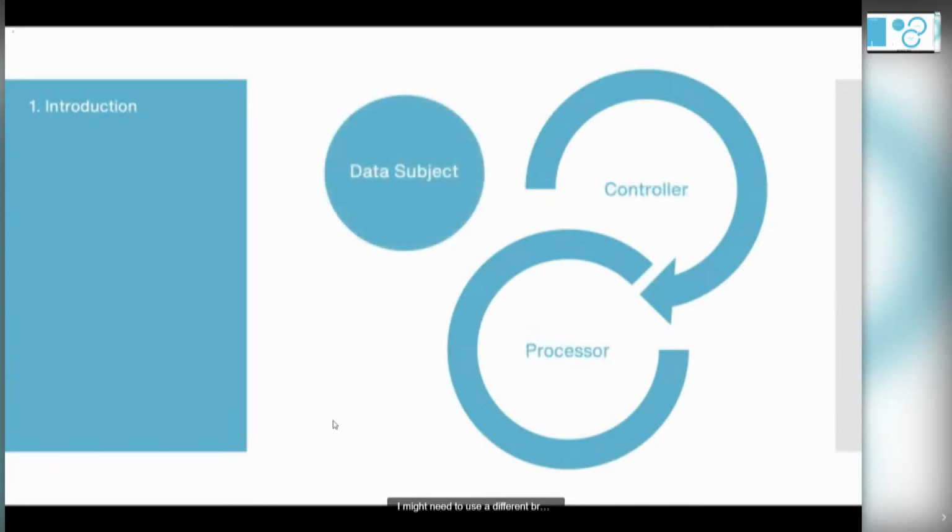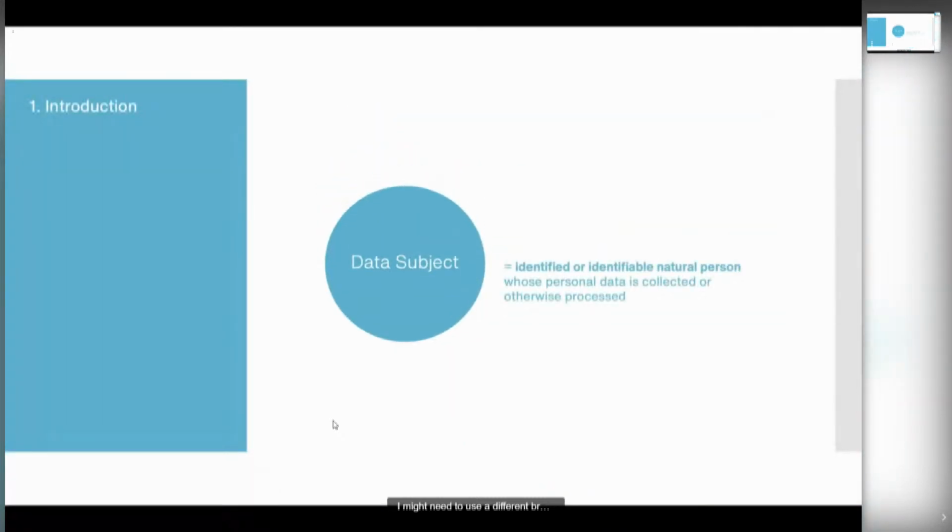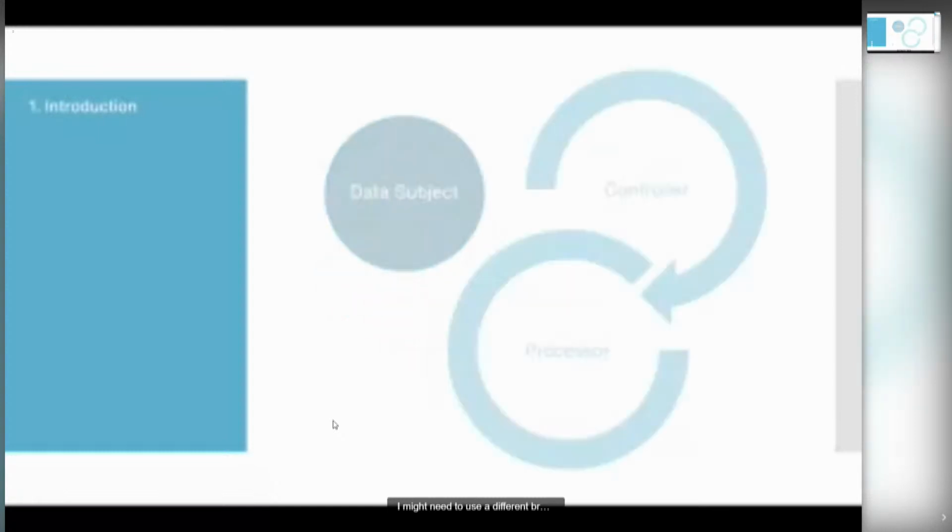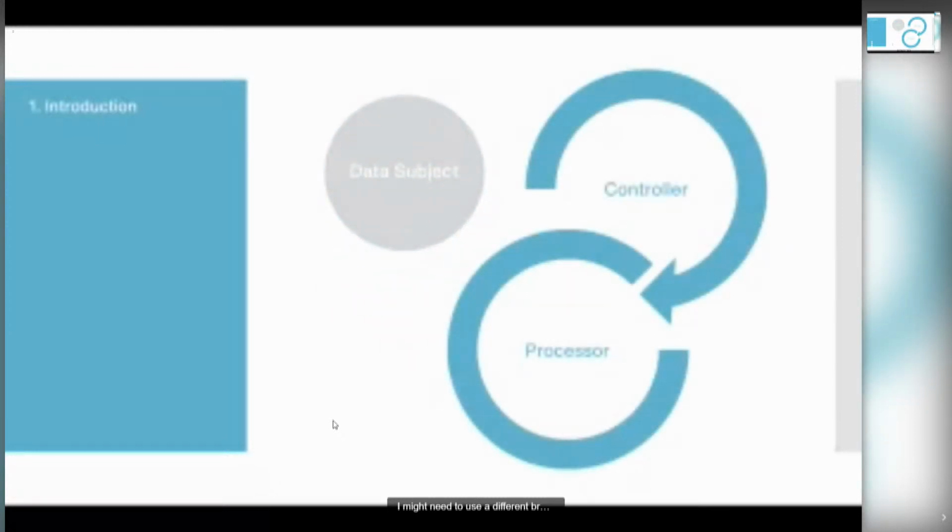Secondly, I'd like to clarify certain basic roles in the GDPR that are relevant for this presentation. That is the data subject, the data controller, and the data processor. The data subject is the identified or identifiable natural person, a living human being, whose personal data is collected or otherwise processed. On the processing side, we have two main roles that are relevant here: the data controller and the data processor.